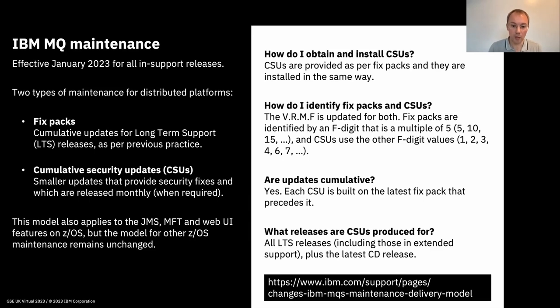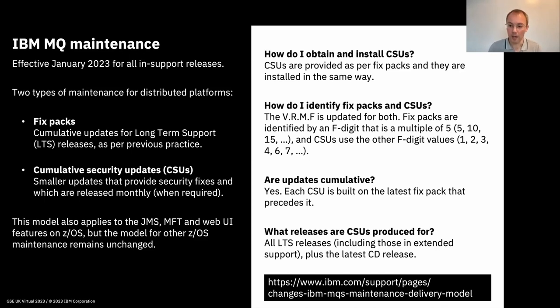So you'll get a new package update with an updated fix pack number, i.e. the F number at the end, and that will be the same whether it's a fix pack or a CSU, as we're calling the cumulative security updates. The way that you can tell the difference between them is that the fix packs moving forward will have the final digit of the VRMF being a multiple of 5. So you'll have fix pack 5, fix pack 10, fix pack 15, and all of the other interim numbers will represent cumulative security updates as we need to release them.